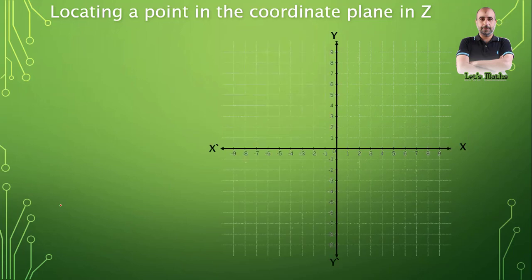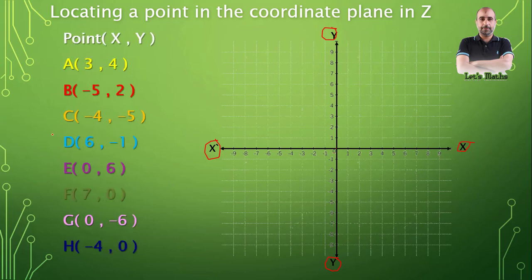First, we have to remember how to locate or determine a point in the coordinate plane in the integers. The coordinate plane in the integers is formed from two straight lines. One of them is a horizontal straight line, which is x dash, and the other is vertical, which is y dash. The two straight lines intersect at the origin point, or the 0 point.